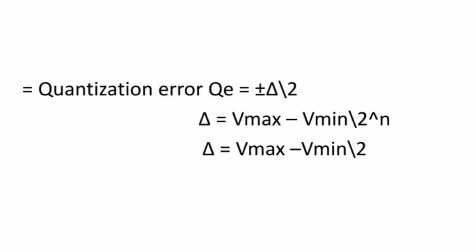Quantization error is given as plus minus del by 2, and the del value is Vmax minus Vmin by 2 to the power n, and in delta modulation the n value is 1, so we find del as Vmax minus Vmin by 2. So in delta modulation there is no quantization error. Instead of quantization error, there are two types of new error in delta modulation, that is slope overload error and the second one is granular error. We will discuss both of these in the upcoming video.